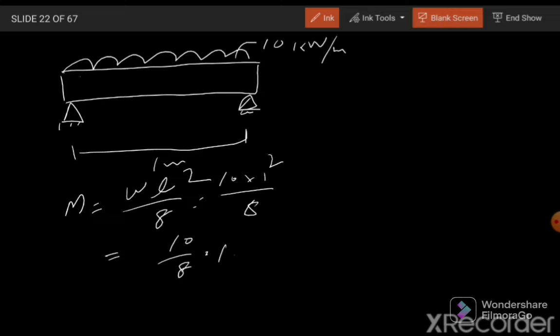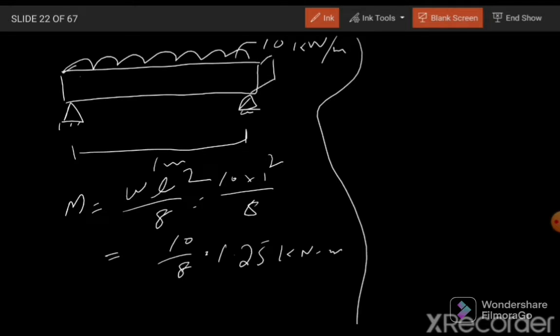Or we can say 1.25 kilonewton meter. So now we have calculated the internal forces based on the applied load. The next step will be proportioning of the sections. What will be the section of this beam? What will be its width and what will be its depth?